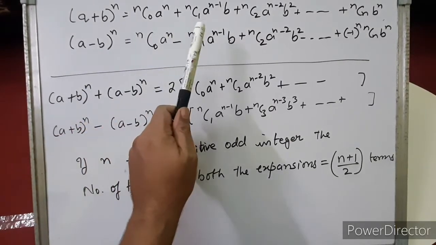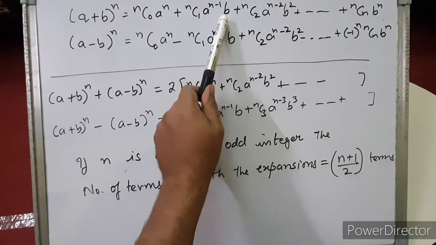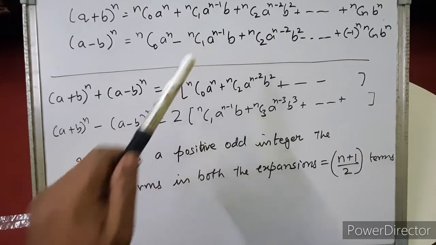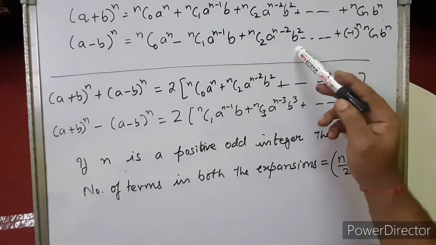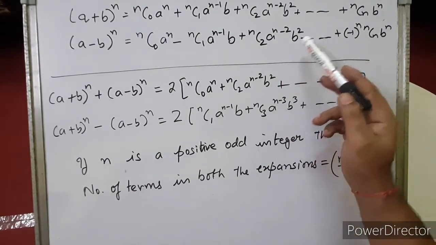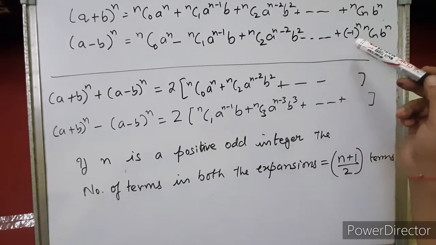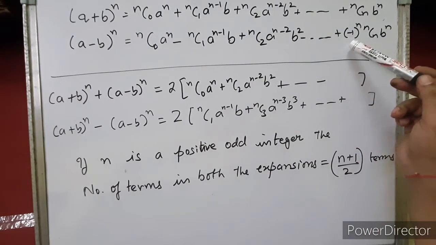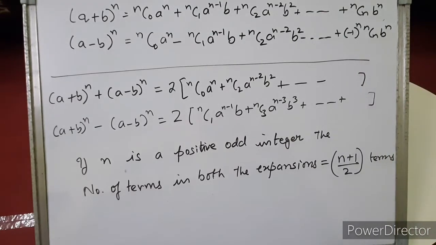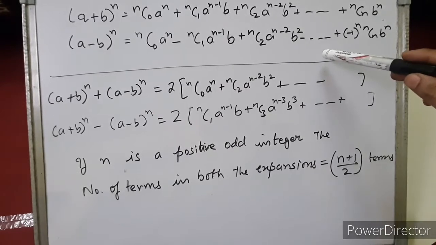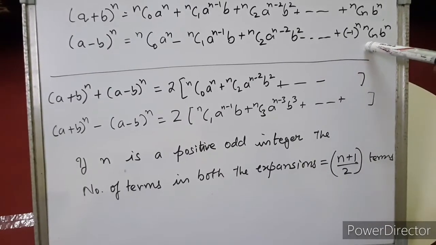Now when you write minus b here, when b has an odd power, it will become minus, and when b has an even power, it will become plus, because (-b)^2 is b^2, right? So the expansion of (a - b)^n will be nC0 a^n - nC1 a^(n-1) b + nC2 a^(n-2) b^2 and so on up to (-1)^n nCn b^n.